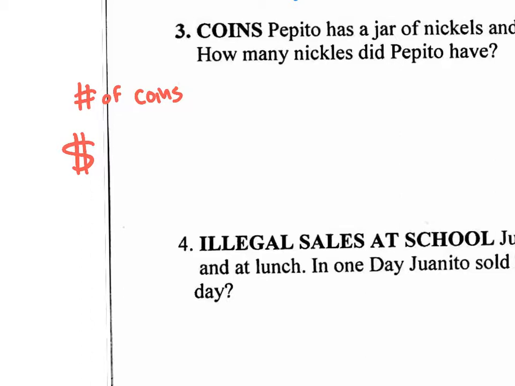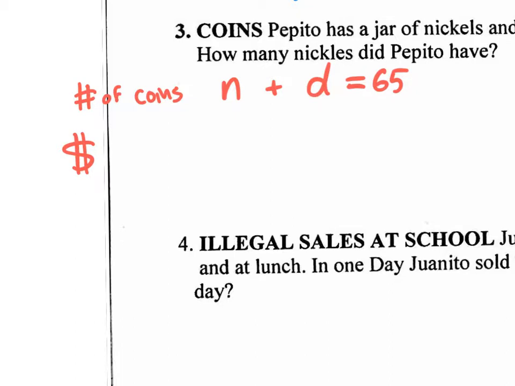So, number of coins. Do I know how many nickels? No. Do I know how many dimes? No. But I know that together it's how many coins? 65. So ladies and gentlemen, there's my equation based on the number of coins, right? So I don't know how many nickels, I don't know how many dimes, but when I add them together, I know it's a total of 65 coins.